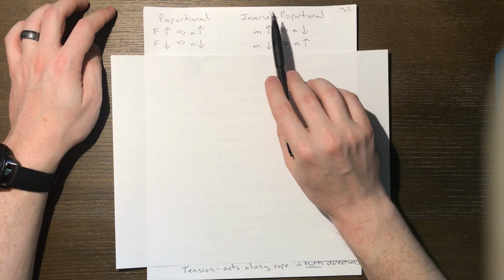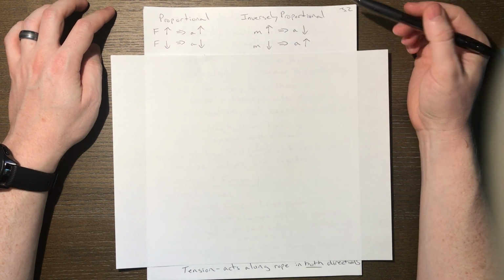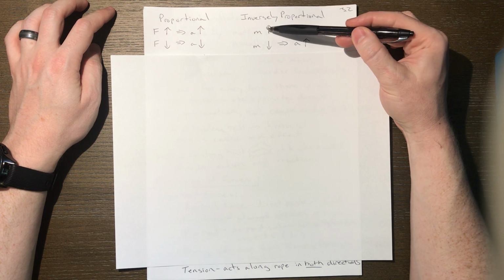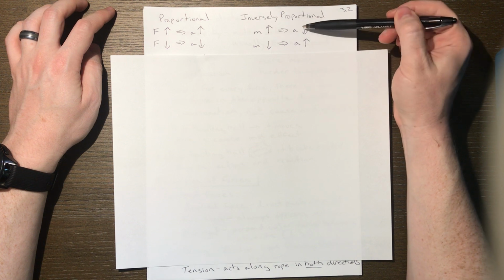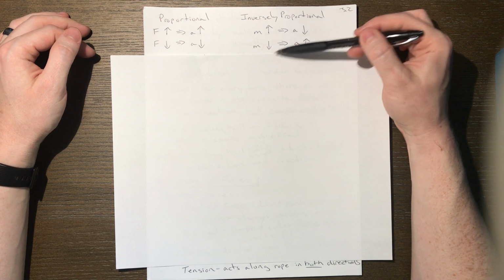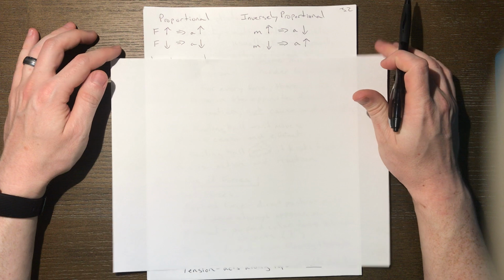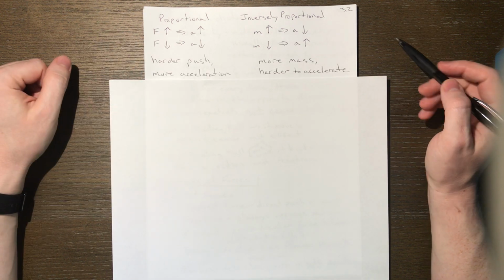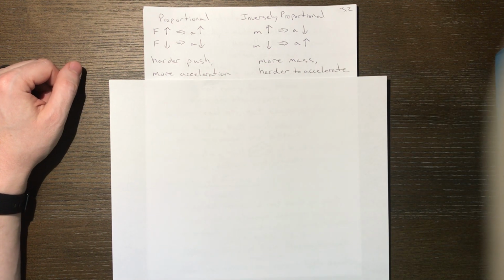The opposite of that is inversely proportional. So if you have more mass, we use the letter M for mass, as we'll talk about more today, it's harder to accelerate you. More mass means your acceleration is going to be less. Or if you have less mass, it's easier to accelerate you. Less mass means that acceleration can go up. Again, a harder push, more acceleration. More mass means harder to accelerate. That is Newton's second law summarized.